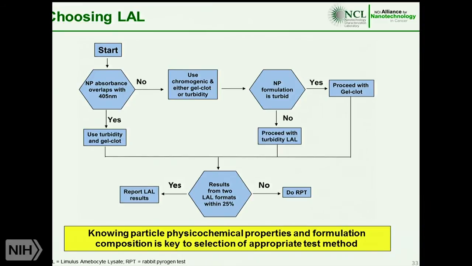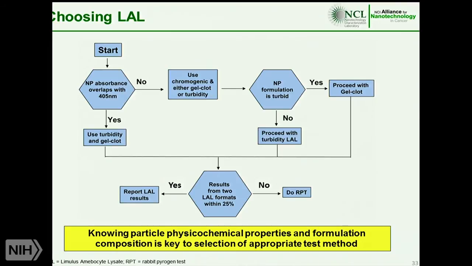If nanoparticles have absorbance at 405 nanometers, which is the wavelength of the chromogenic LAL assay, then we don't use chromogenic LAL for this formulation. We use turbidity and gel clot. If the nanoparticle formulation is turbid, then we don't use the turbidity assay, then we use gel clot and chromogenic assay. But the main message from this decision tree is that we use more than one LAL format for the same nanoformulation, and at the end we compare the data.